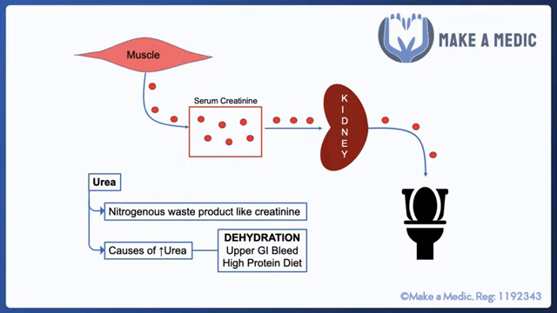Given that urea is also a breakdown product of protein metabolism, it can also rise in an upper GI bleed because the protein components of the blood cells get digested and metabolized via the urea cycle. Similarly, if someone has a high protein diet, that can also lead to a high serum urea concentration.